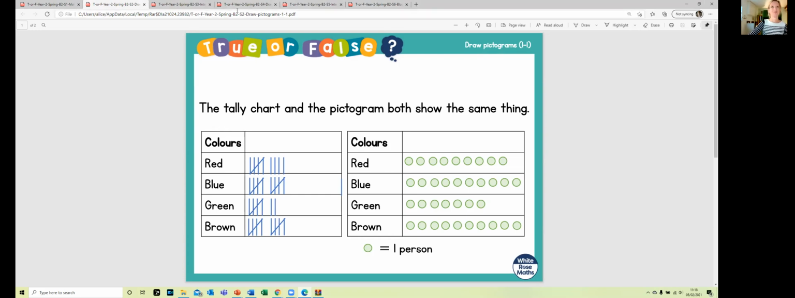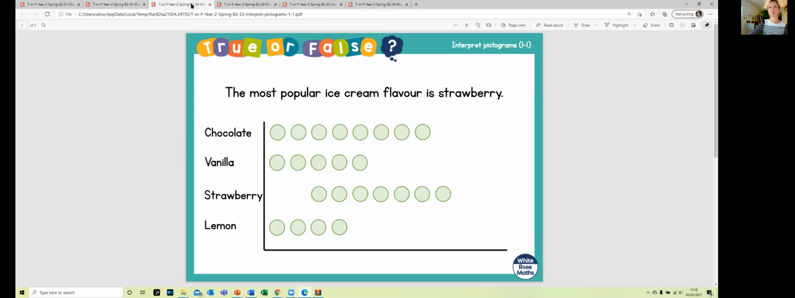Question 3. Let's read it together. The most popular ice cream flavour is strawberry. True or false? The most popular ice cream flavour is strawberry. Is that true or false? Pause me now. See what you think.